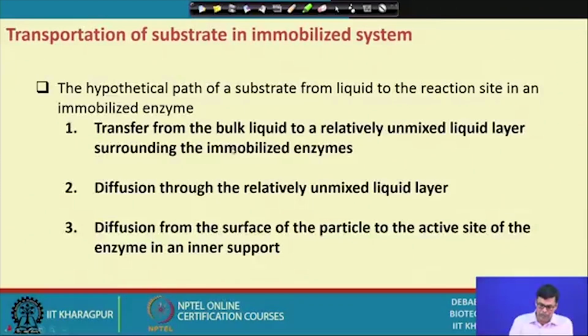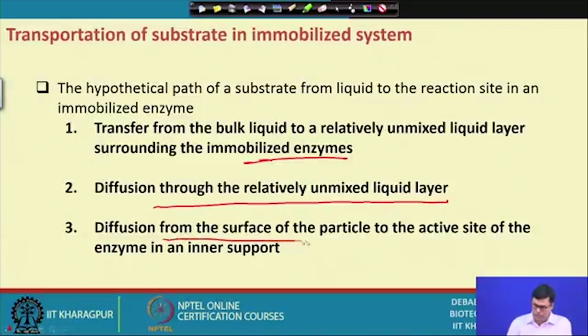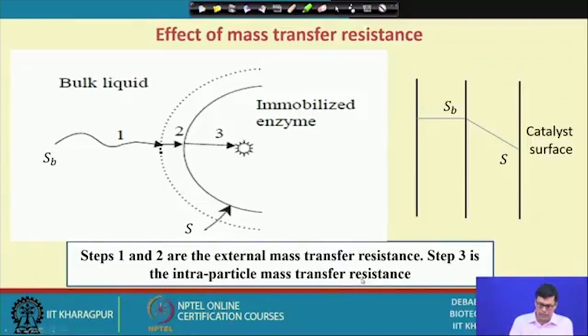So, that is exactly what we have written here: transfer from the bulk liquid to a relatively unmixed liquid layer surrounding the immobilized enzyme, then diffusion through the relatively unmixed layer, and diffusion from the surface of the particle to the active sites of the enzyme, which is inside the support material. Now you can understand. Let us assume that this is the enzyme we have inside. So, the substrate is diffused, this is the unmixed layer, then it diffuses into the surface, then it goes inside the solid matrix.